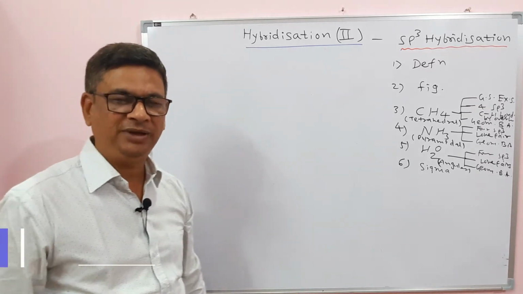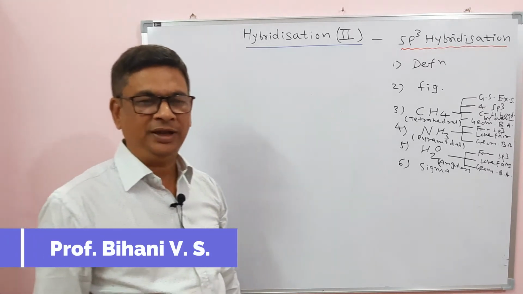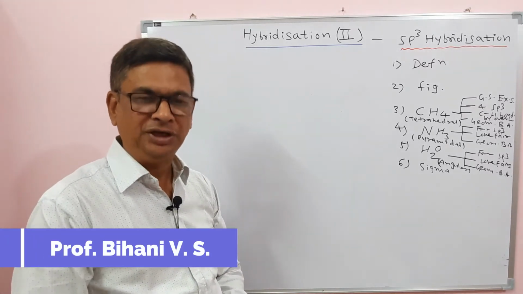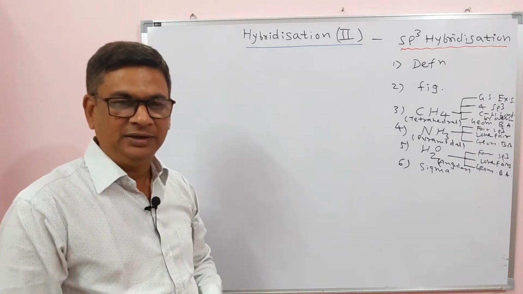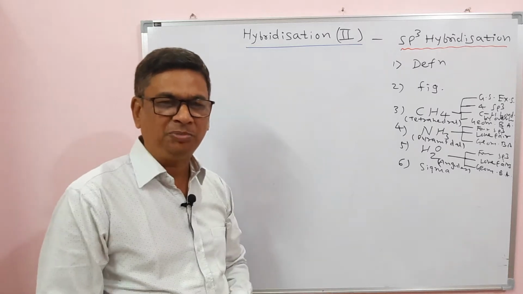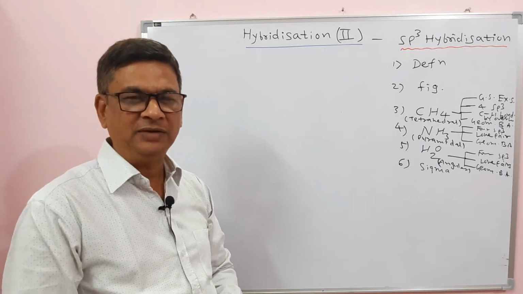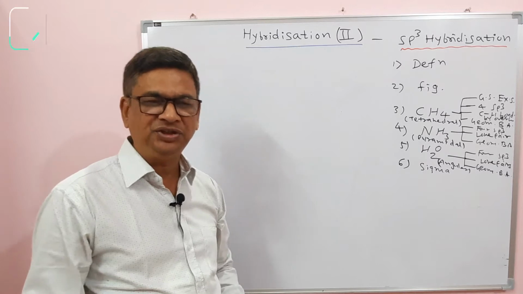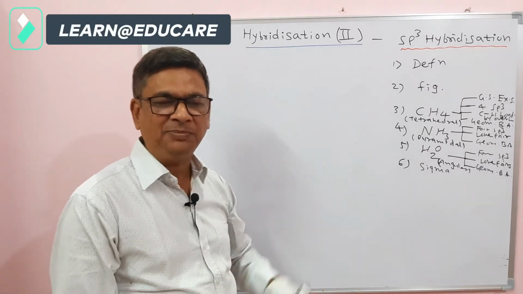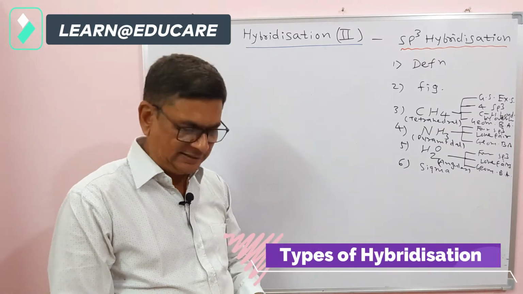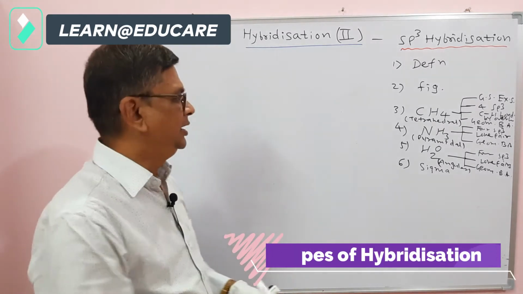This is Vinod Bihani and today in this session we are going to continue our hybridization topic, that is hybridization second. It is a continuation of our previous hybridization 1 where we have seen the general information, definition, and need for the concept, and now today we proceed toward the types of hybridization involving s and p orbitals.